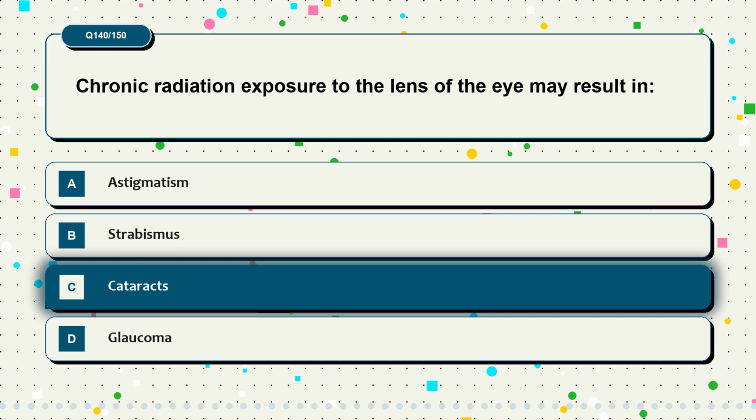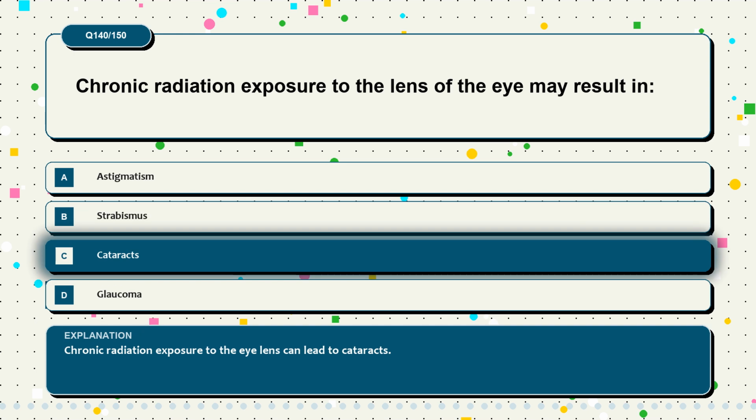The correct answer is option C, cataracts. Chronic radiation exposure to the eye lens can lead to cataracts.